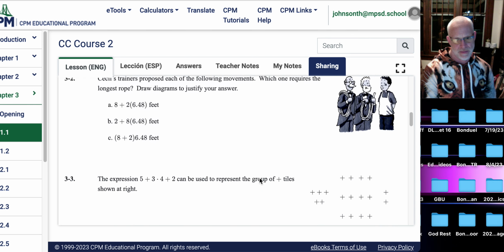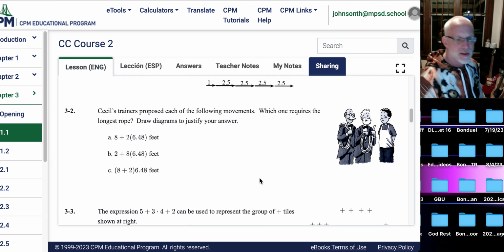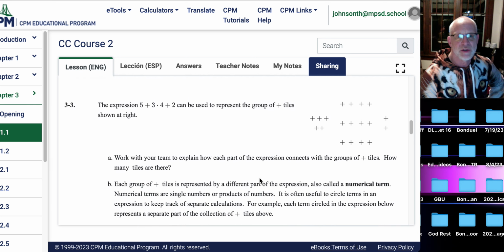That's a lot. Then Cecil's trainers proposed each of the following movements. Which one requires the longest rope? Draw diagrams. The first one says 8 plus 2 groups of 6.48. The second one says 2 plus 8 groups of 6.48. The last one says 6.48 groups of 8 plus 2. Which one's the longest? Draw diagrams and justify your answer. If we get done with that one, we go to 3-3.